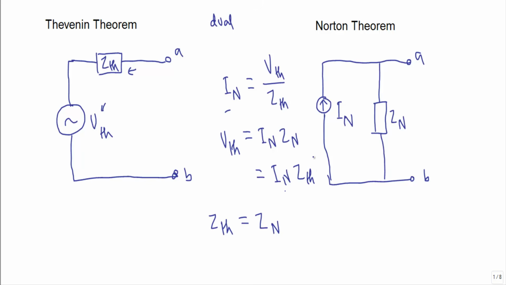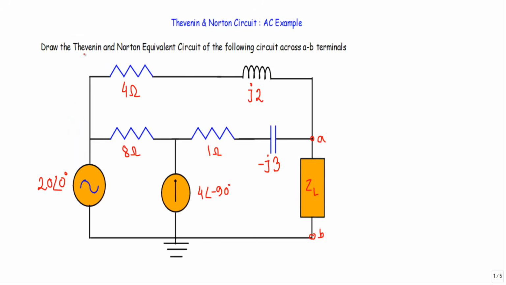So whenever we have to draw the Thevenin or Norton equivalent circuit of any network, if I can draw the Thevenin equivalent circuit, I can easily convert that into the Norton equivalent circuit. Therefore, I don't have to know both Thevenin and Norton theorem. I will simply proceed with the Thevenin equivalent circuit, and after drawing the Thevenin equivalent circuit, I will draw the Norton equivalent circuit from that. Okay, draw the Thevenin and Norton equivalent circuit across the A and B terminals.